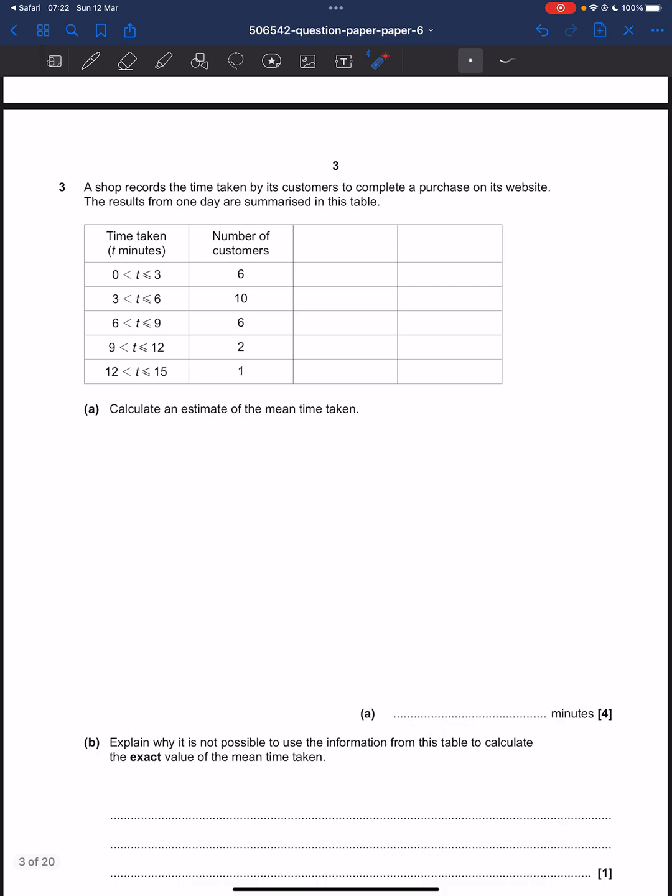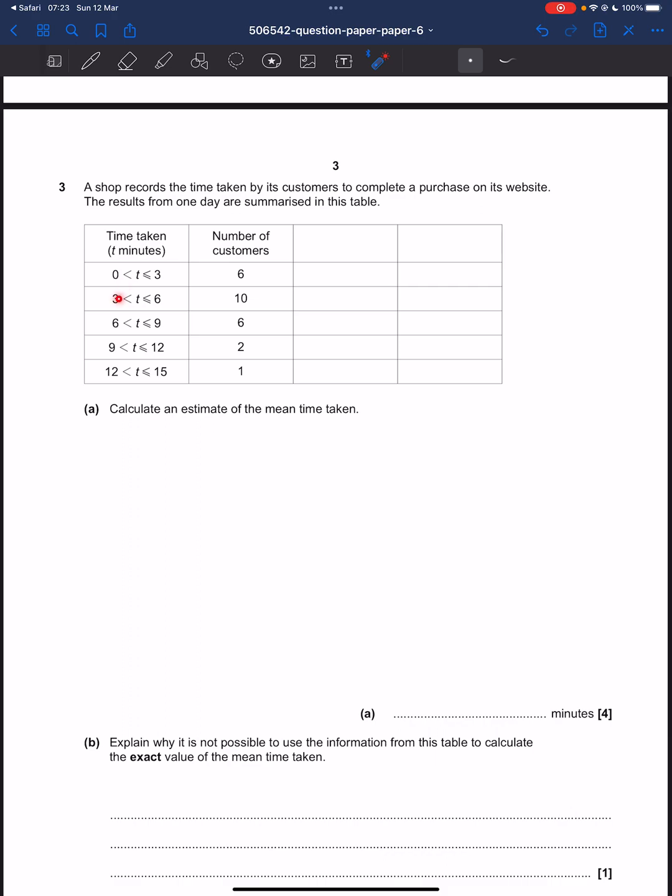Okay, a shop records the time taken by its customers to complete a purchase on its website. The results from one day are summarised in this table. So we've got the time taken. So 6 customers took between 0 and 3 minutes, including the 3 but not including the 0. 10 between 3 and 6. 6 between 6 and 9. 2 between 9 and 12, and 1 between 12 and 15.